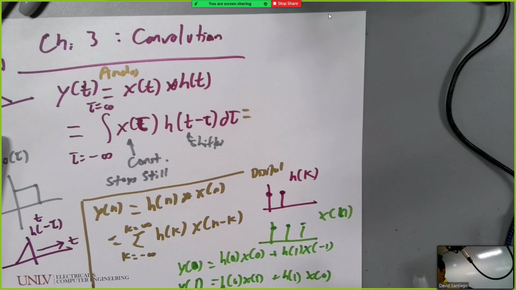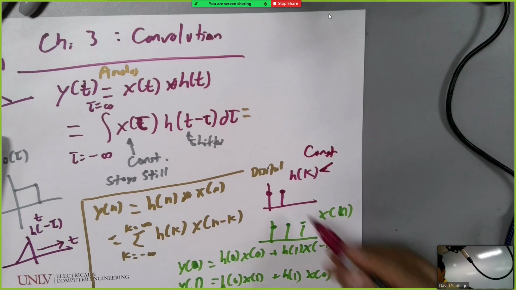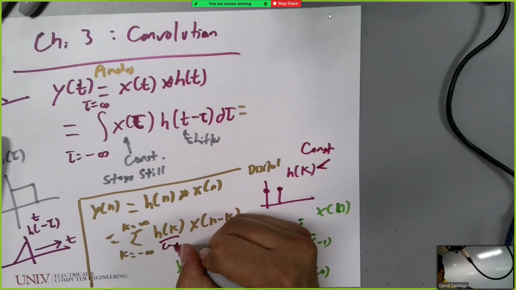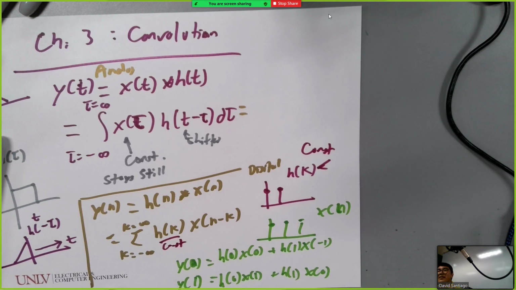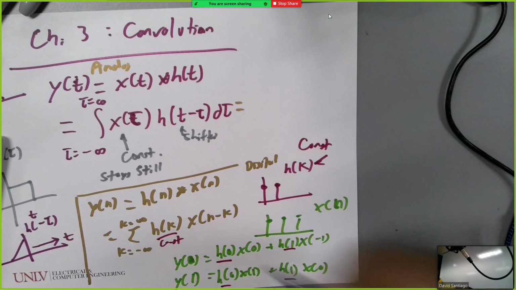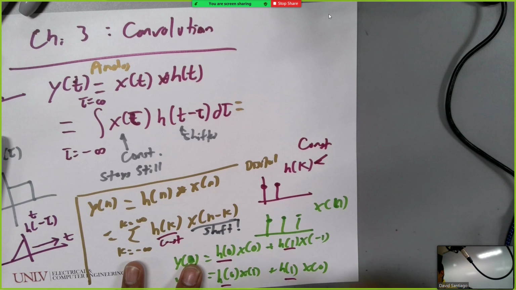Where this one, okay, how do I explain this? This here is constant. Okay, this is constant. We're using h of k, okay? Here's h of k, it's constant. Right? It just stays there, okay? This is h of k, h of k. Right? The thing that's shifting is this. This is shifting.